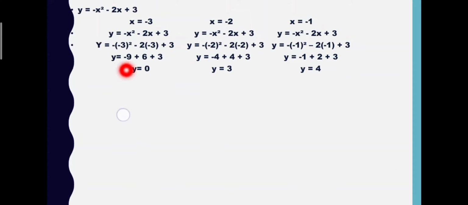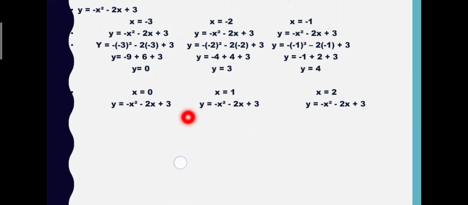So, negative 9 plus 6 is negative 3. Plus 3 is 0. Then, ito naman, negative 4 plus 4 is 0. Plus 3, positive 3. Negative 1 plus 2 is 1. Plus 3, 4. The next, ang value naman sa x which are 0, 1, and 2.